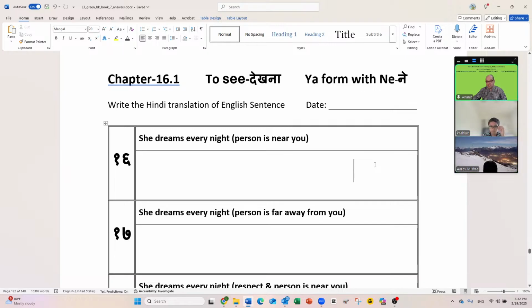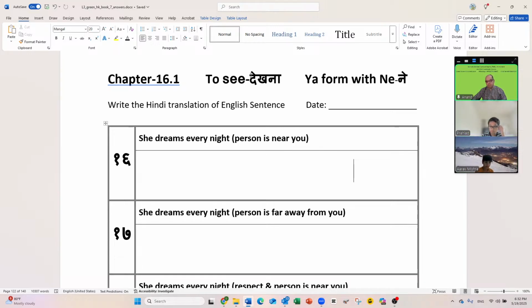What is the Hindi word for he and she? Simple. वे. Yeah. वे हर रात को ड्रीम करती है. Dream करती है, but we have to use देखना here. So give me the sentence using देखना. वे हर रात को ड्रीम देखती है. Very good. हर रात को ड्रीम देखती है.